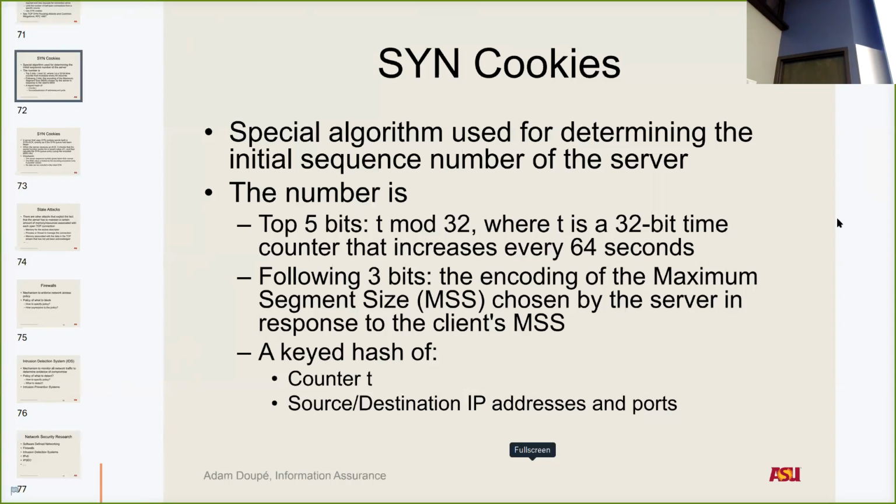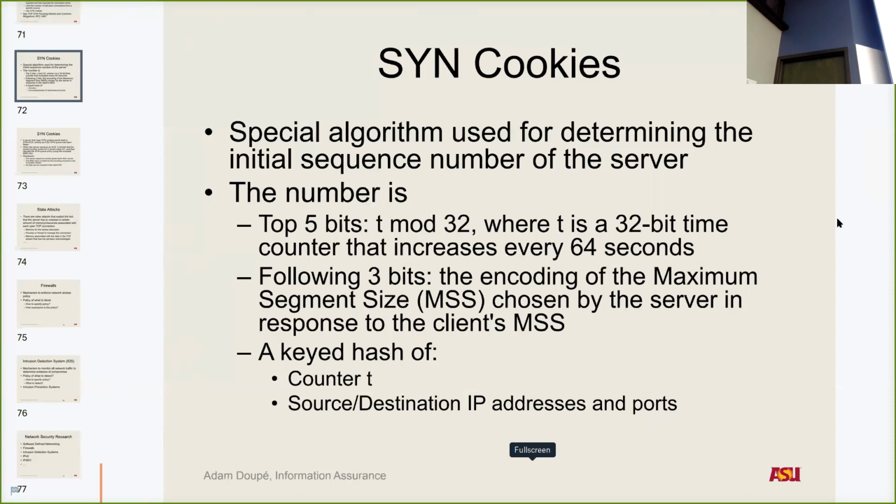And so what you do for the sequence number of your first SYN packet is come up with this scheme where the top 5 bits is your counter. Right, so you have a 5-bit counter. The following 3 bits, some other stuff. And the important thing is the rest of it. It's a keyed hash of your counter, that's the first 5 bits, and the IP addresses and ports of the source and destination.